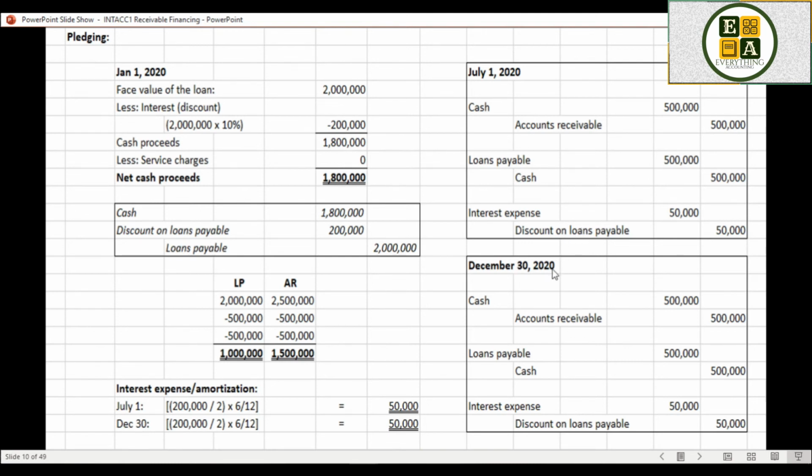Then last, sa December 30, another 500,000 collection, debited natin sa cash and credit accounts receivable, 500,000. The same amount again will be paid for the loans payable until it's been fully paid. Since 500,000, debit tayo ng loans payable, credit tayo ng cash for 500,000. Then last, we have to recognize the amortization of the discount of 50,000 by debiting interest expense and discount on loans payable, 50,000 for December 30.